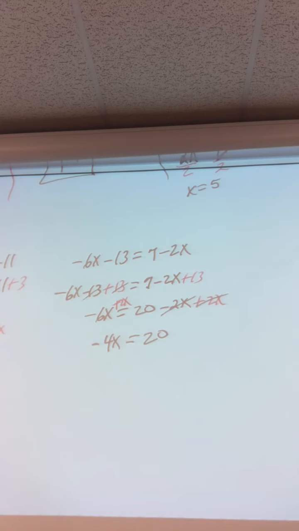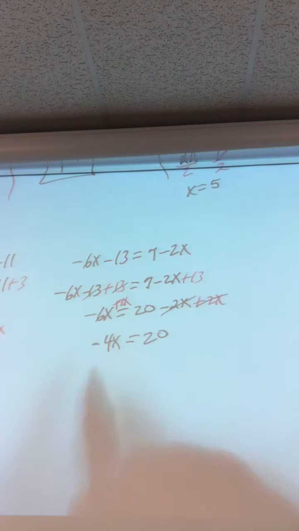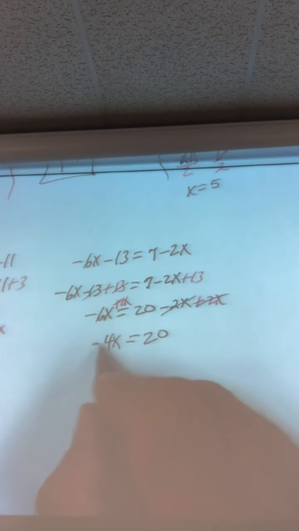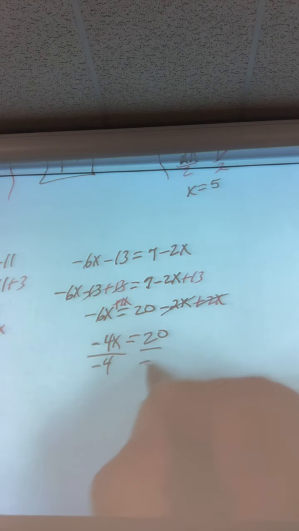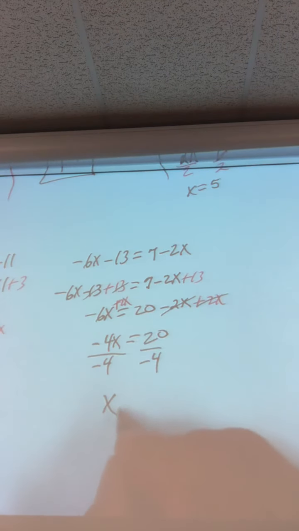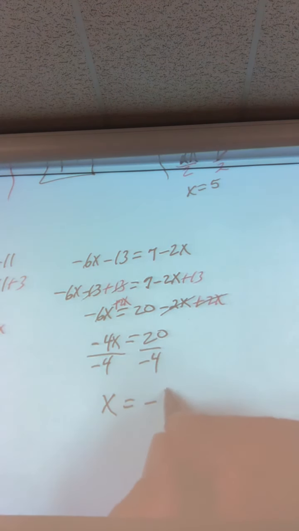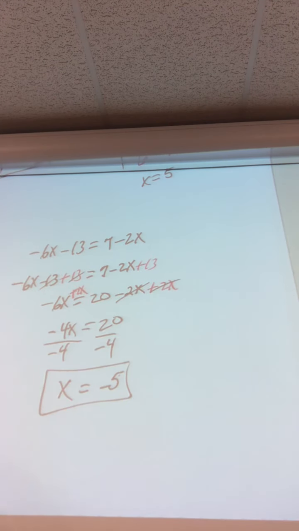Now, I'm almost there, but I'm not there yet. Now I need to get rid of the number in front of the x. This is negative 4 times x. So to get rid of that coefficient, I divide. But whatever you do to one side, you have to do to the other. And then a positive divided by a negative is a negative. And it turns out that 4 will divide into 20 evenly. Now remember, this doesn't have to divide out and be an even number. It doesn't have to be a whole number answer when it divides out.